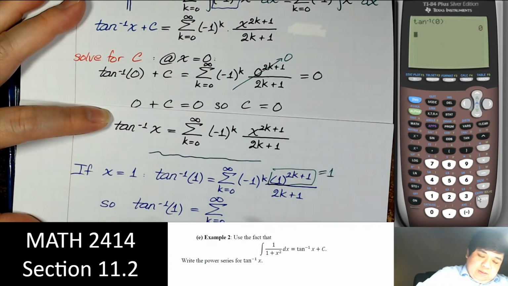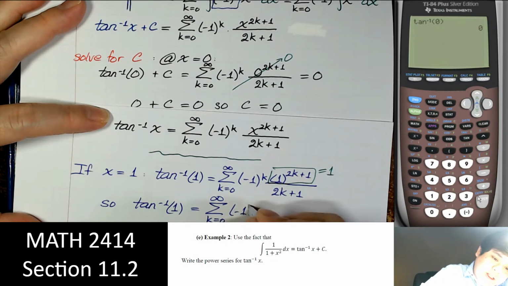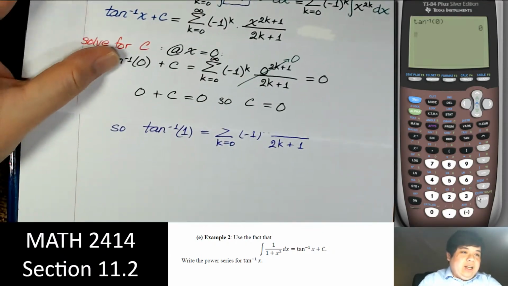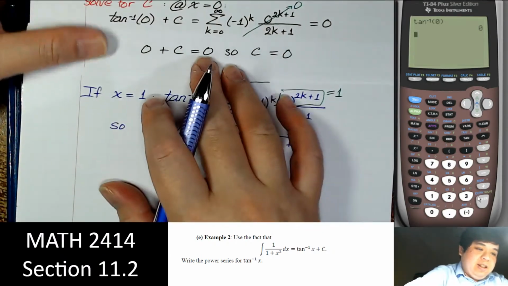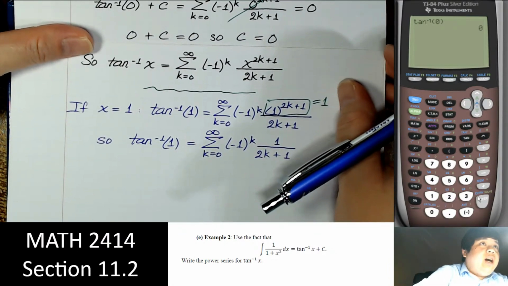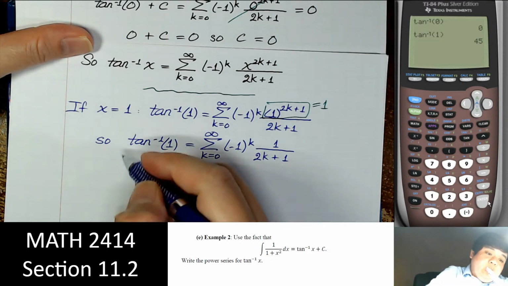So we just have negative 1 to the k times 1 over 2k plus 1. Right. So how is that significant? Let's just say, what is tangent inverse of 1? I will keep this in degree mode. Tangent inverse of 1 is 45 degrees, which is pi over 4.